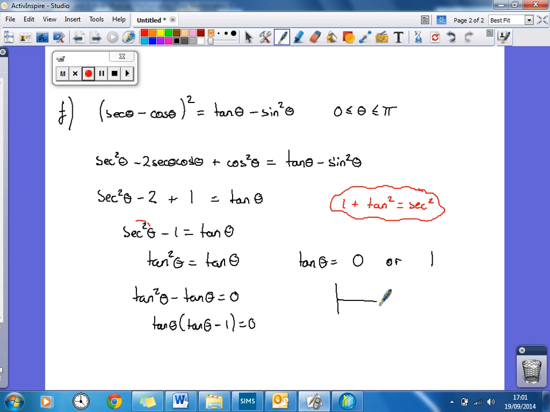Draw a tan graph. It is only between 0 and pi. So we've got there and there. So tan theta equal to 0 is there and there. Tan theta equal to 1 is there. So we're going to have three solutions. We've got theta is equal to that 0 there. That, type in tan to the minus 1 of 1, and it'll give you pi over 4. And that's pi.